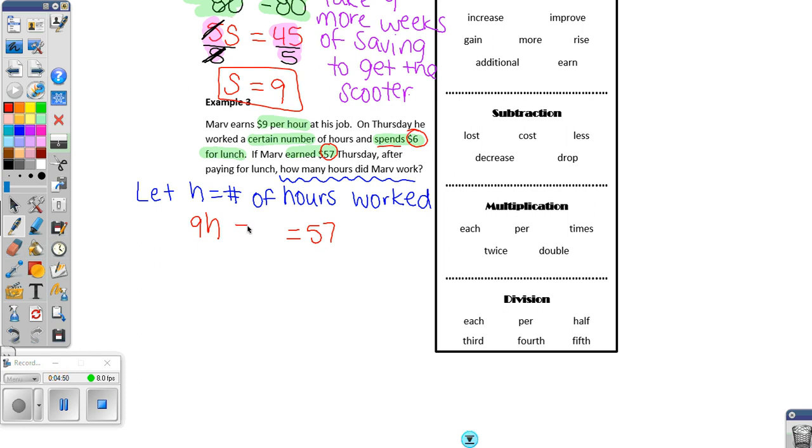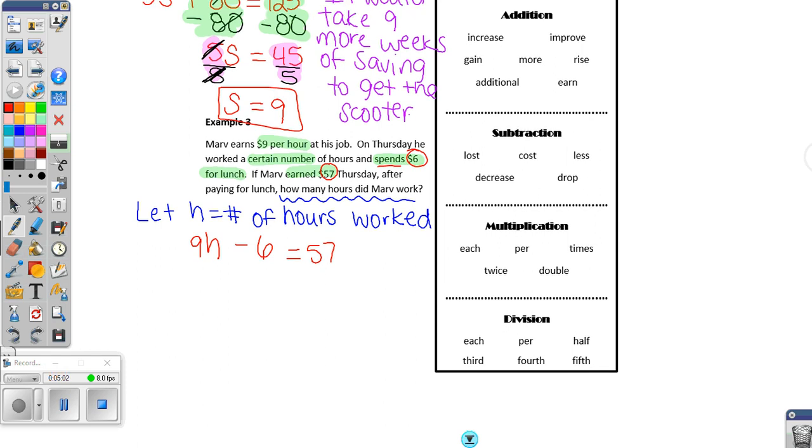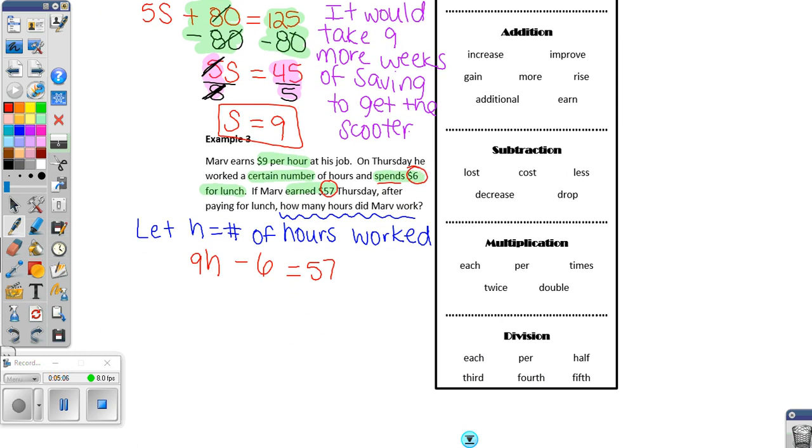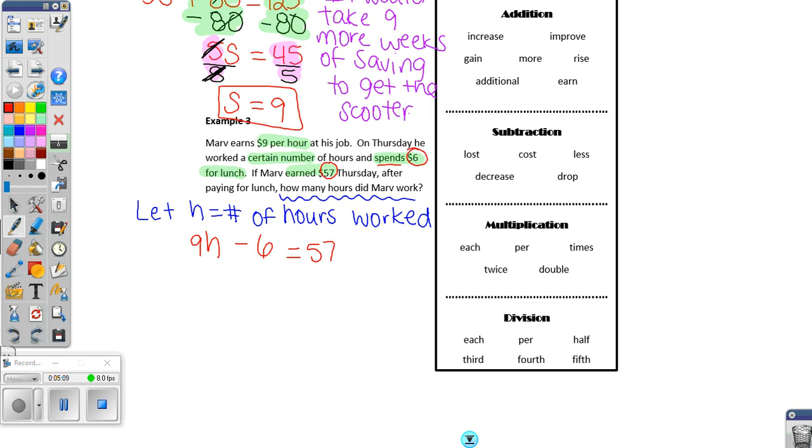So we have to subtract 6 from the money that he earned. So our equation is 9 times h minus 6 is equal to 57. I just want to point out, and I mentioned this in class, but I'll say it again, in your notes on the right-hand side, I have keywords to help you figure out what words are associated with certain operations. So, for example, the word cost, the word spent, I know those are synonyms, right? That oftentimes represents a subtraction problem. So that's why we subtracted 6.